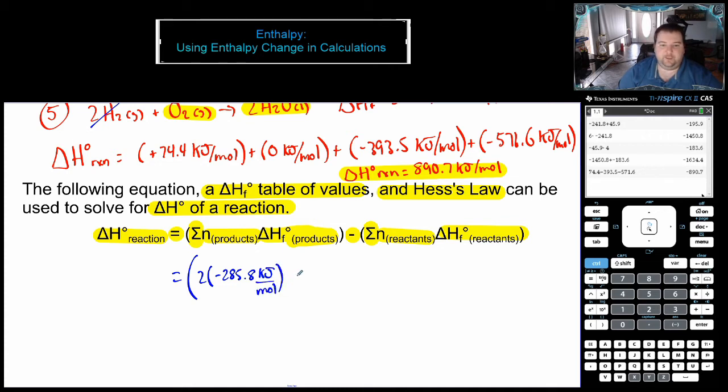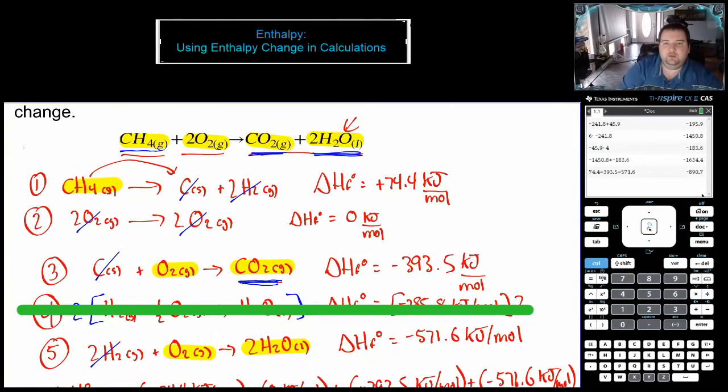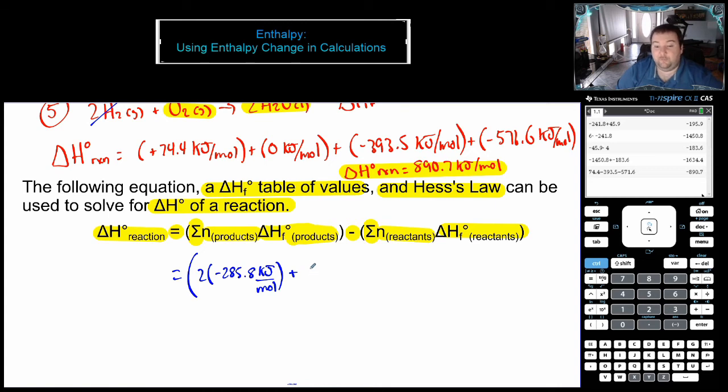Excellent. And I need to do my other one. What was my other product? CO2. How many moles of CO2 do I have? Just 1. What's the delta HF for that one? For CO2, it's negative 393.5, again, kilojoules per mole. All right.